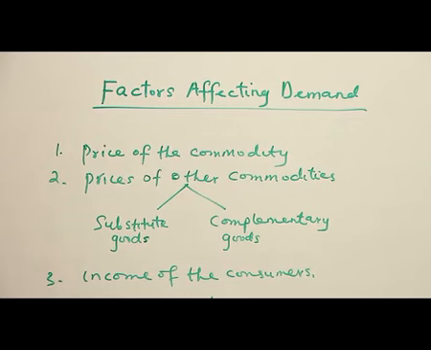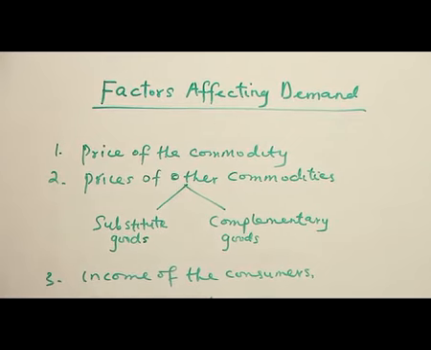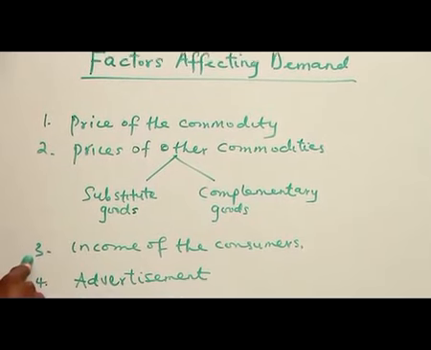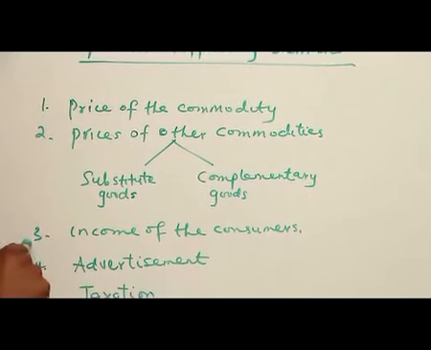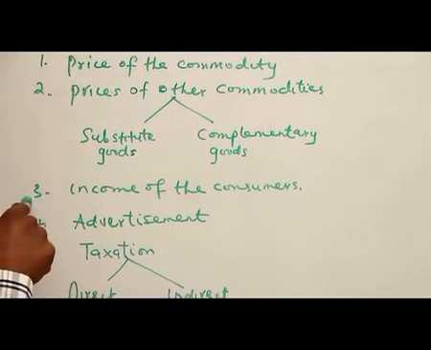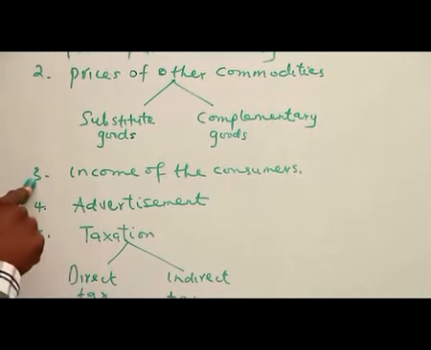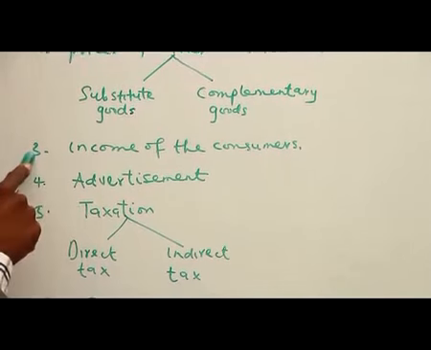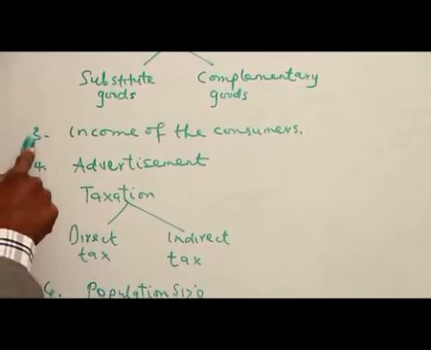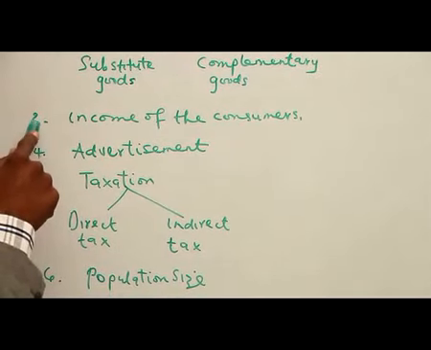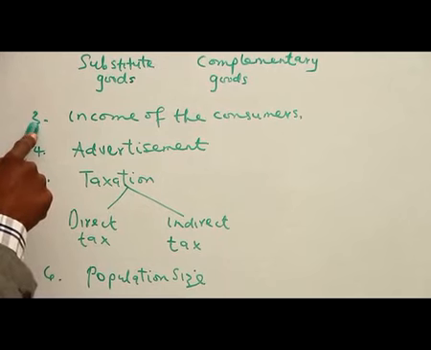Number three, income of the consumer. As the income of the consumer is increasing, consumers will be willing to buy more of a particular commodity. But if there is a decrease in their income, less of the commodities will be bought. So it implies that there is a direct relationship between income of the consumer and demand of the consumer.